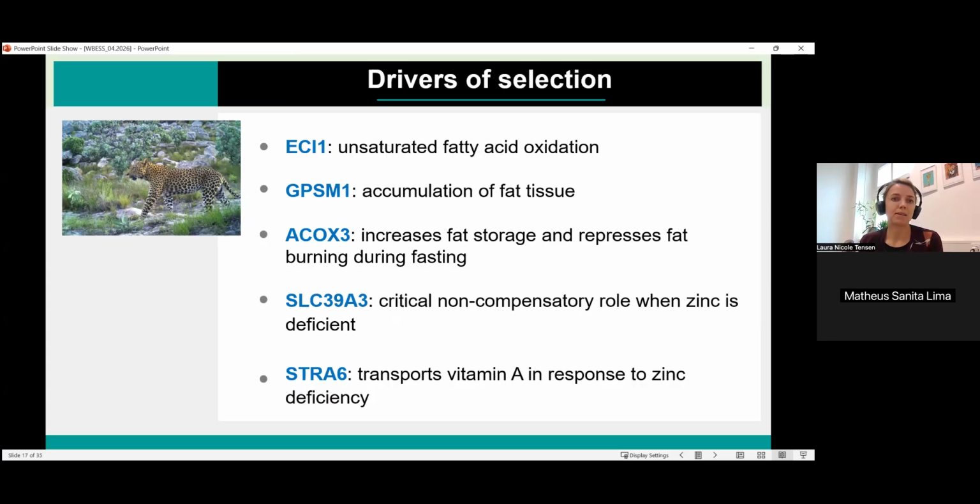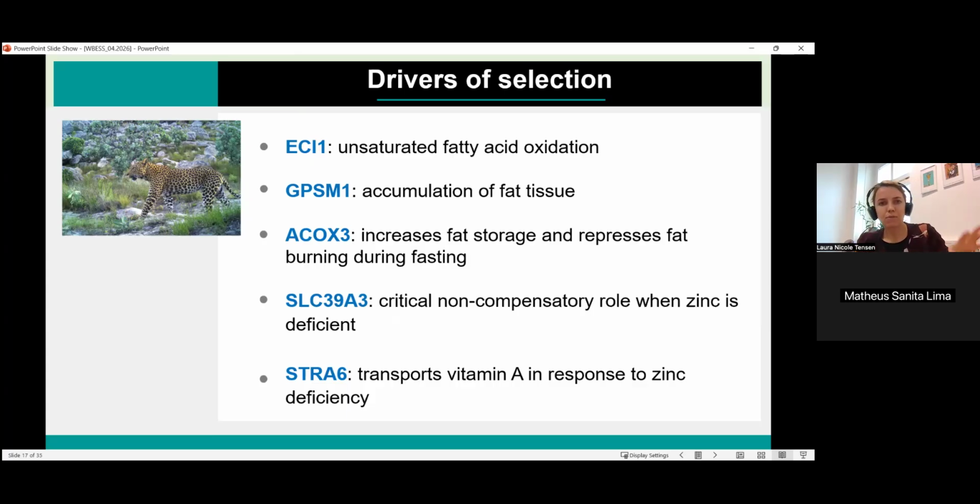Then we have the GPSM1, which is related to the accumulation of fat tissue. We have ACSL3, which increases fat storage and represses fat burning during fasting. We have the SLC39, which has a critical non-compensatory role when zinc is deficient. And we have the STRA6, which transports vitamin A in response to zinc deficiency. So these are typically what biologists found in mice during knockout tests.